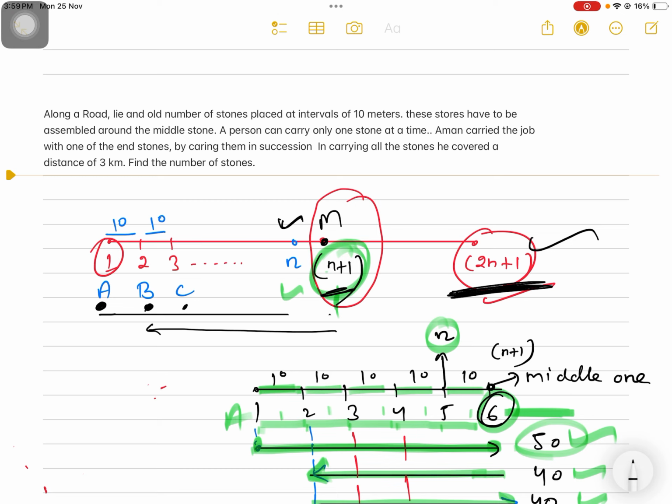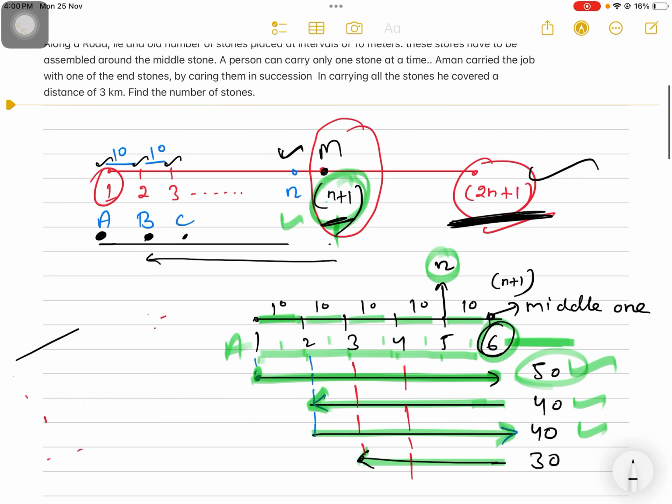Now he is taking all the stones one by one and keeping them around the middle stone. So first we have to get which number is the middle stone. Like this is the first stone, second stone, third stone. Suppose I keep a series of odd numbers here, 1 2 3 4 5 6 and 7. Suppose I take 7 stones, and 7 is an odd number only. So I know my middle number will be 4, but how to get this 4?